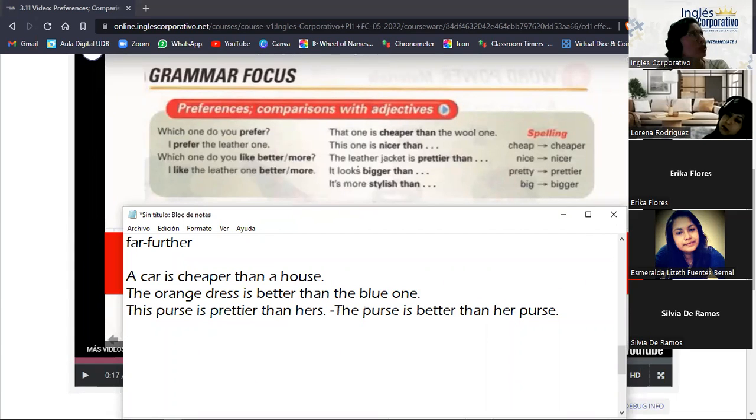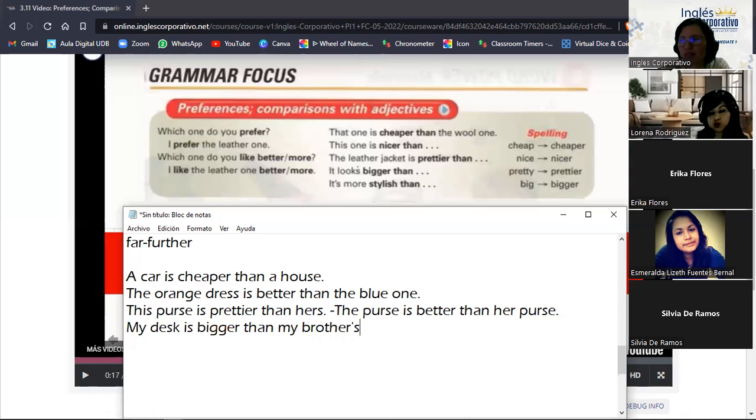Another example, wow, it's raining here already. Another example, usando siempre lo que tenemos ahí, ¿verdad? En la información que nos da la plataforma, ¿ok? Let's see. My desk, right? My desk is bigger, right? Than my brother's, right? Okay, my desk is bigger than my brother's.